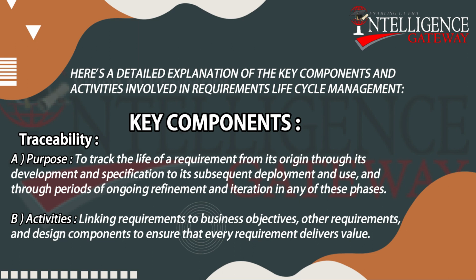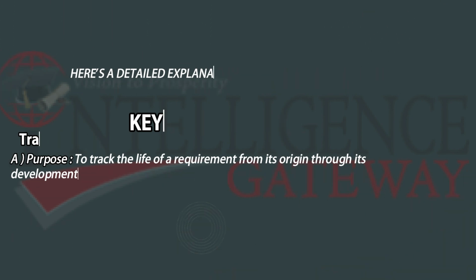Key components. Traceability. A. Purpose. To track the life of a requirement from its origin through its development and specification to its subsequent deployment and use, and through periods of ongoing refinement and iteration in any of these phases. B. Activities. Linking requirements to business objectives, other requirements, and design components to ensure that every requirement delivers value.